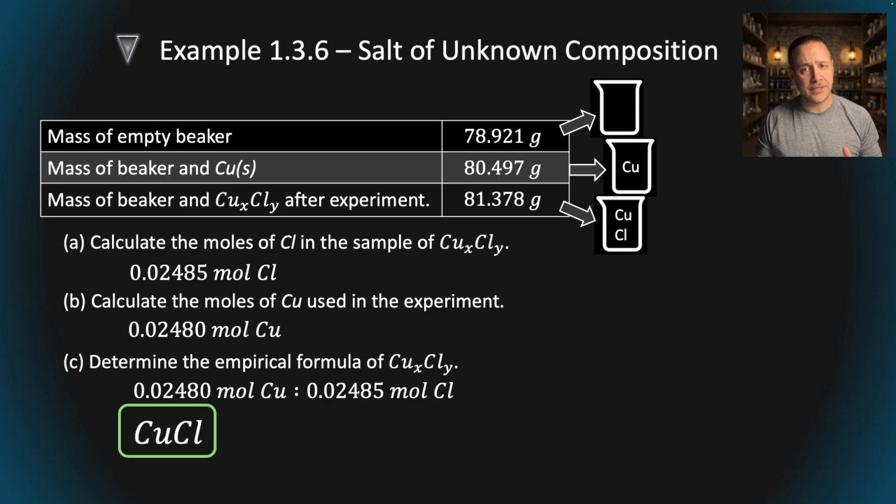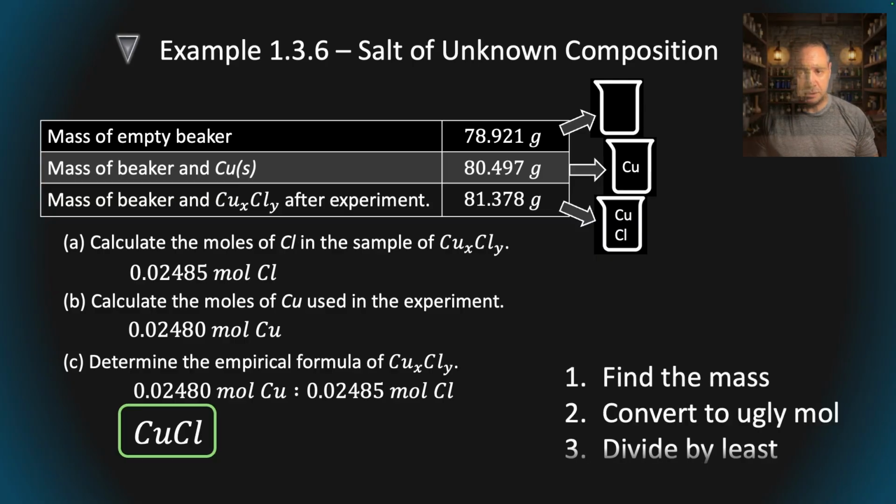Fair warning, the data in the table can be presented in a variety of ways. Don't memorize the way I solved this problem. Instead, draw the pictures representing the data, and you should be able to extract the numbers you need to work the problem. Other than that, the rest of the process was the same as the basic empirical formula questions I did earlier. Find the mass of each element, convert to the ugly mole ratio, and clean it up to write the formula.